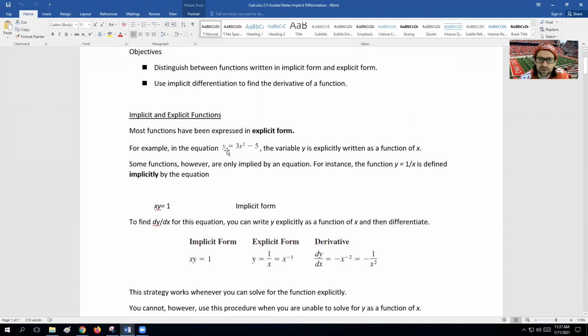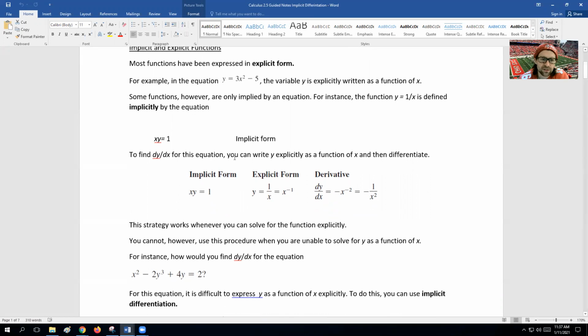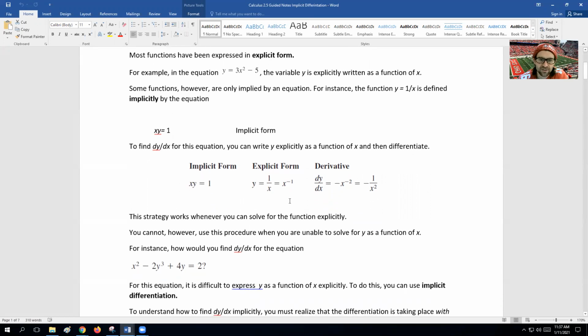So an example, if we had y equals 3x squared minus 5, the y variable is a function of x because the y is already by itself. The x works with it and changes what y is. Implicit form is when we have two variables on the same side together. They work together, like xy is an implicit form. You can see we can take an implicit form and turn it into explicit form and take the derivative.